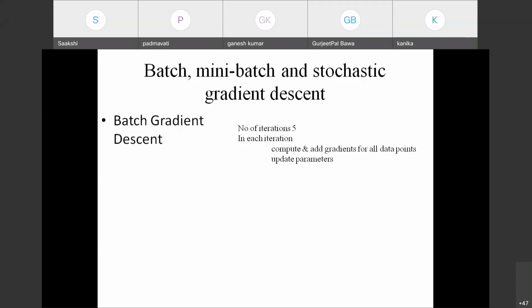Once I back propagate the values in the network, I need to update the parameters. How do I update the parameters? I need to compute the gradient first. So in batch gradient descent, in each iteration we compute the gradients, the derivatives, for all the different data points, and then we update the parameters. Correct? The update is done based on this equation: W1 is updated using eta, which is my learning rate. Fine.